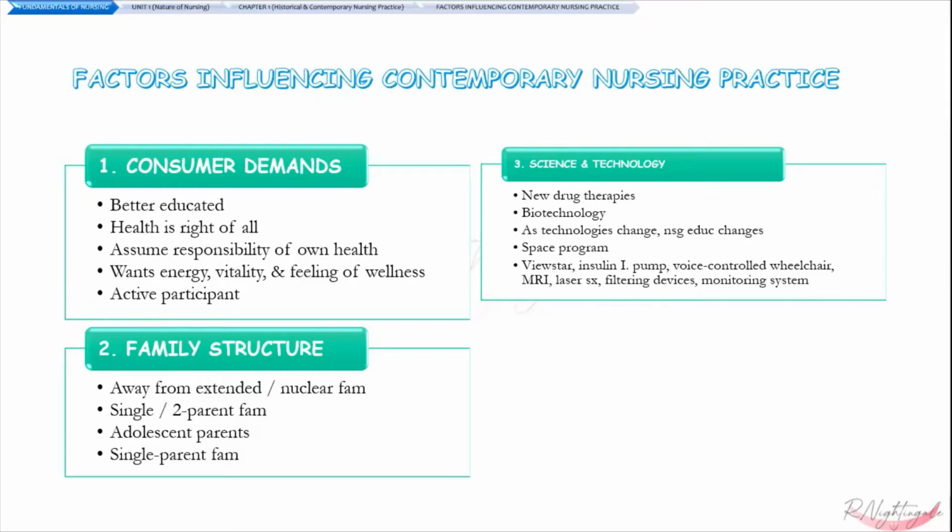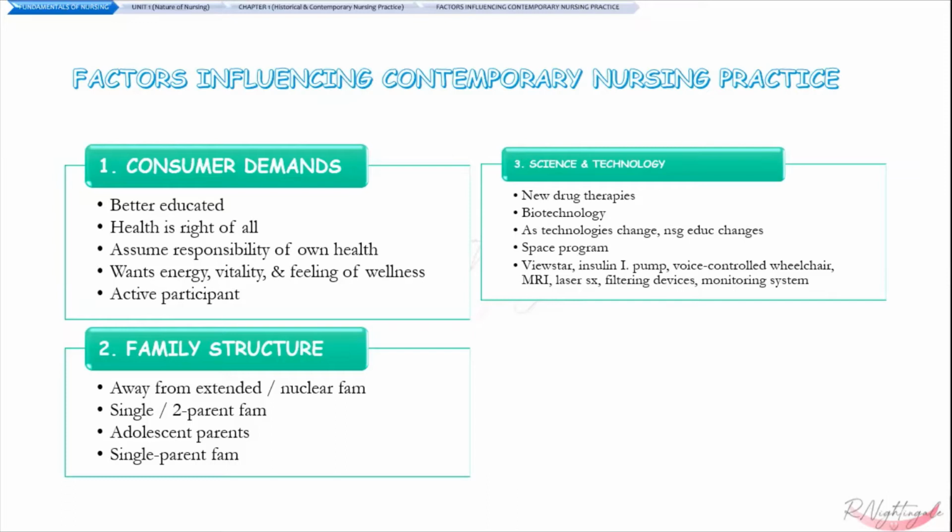Nurses will need to expand their knowledge base and technical skills as they adapt to meet the new needs of clients. In some settings, technological advances have required that nurses be highly specialized. Nurses frequently have to use sophisticated computerized equipment to monitor or treat clients. As technologies change, nursing education changes, and nurses require increasing education to provide effective, safe nursing practice.